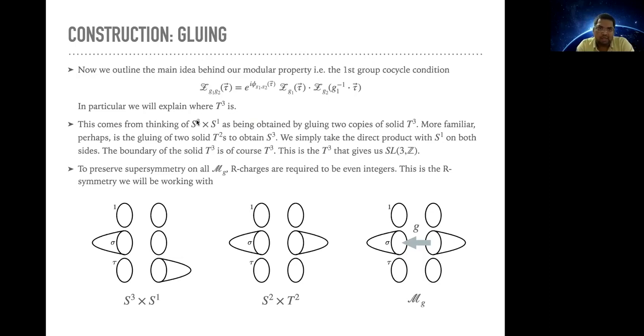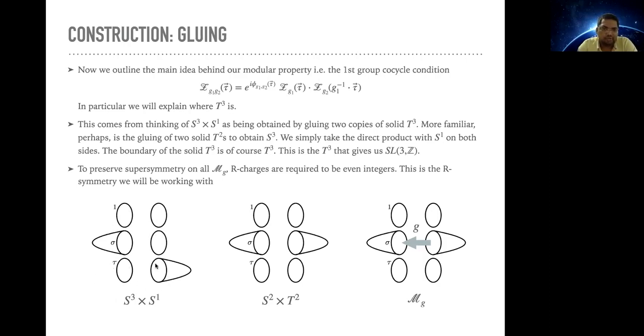This is just the equivalent way of saying this gluing. Okay, and to this picture, if you take just the direct product by S1, you get this picture of S3 times S1 being obtained by gluing the two solid 3-2-1. So here I am, this is my cartoon of getting this S3 times S1 geometry by gluing two solid 3-2-1.